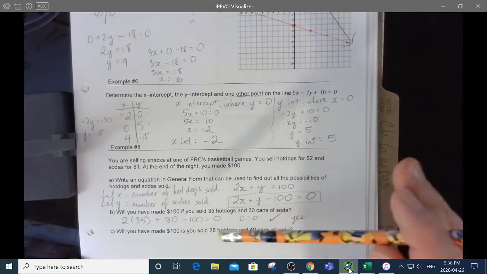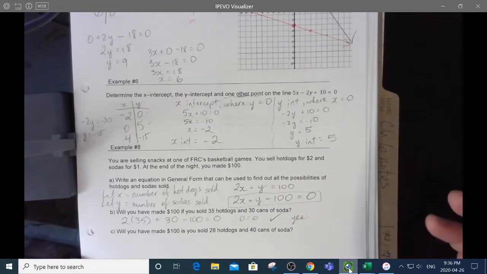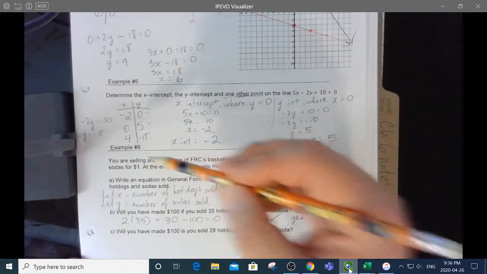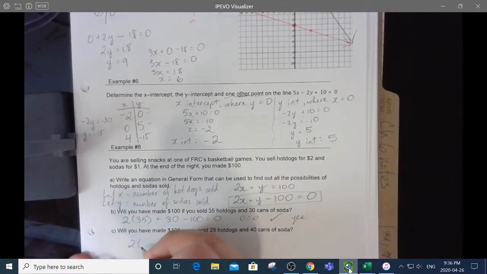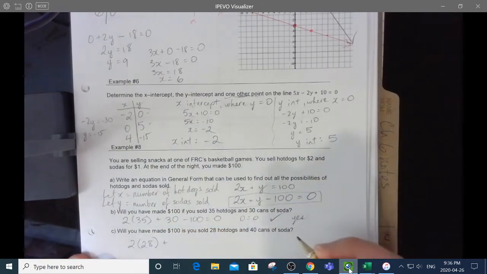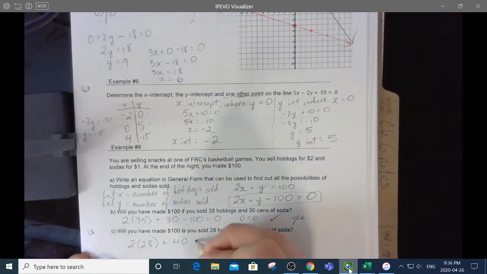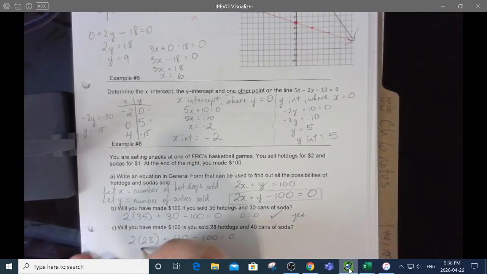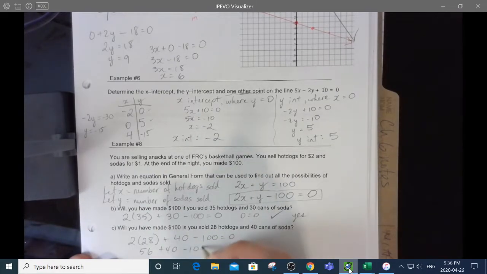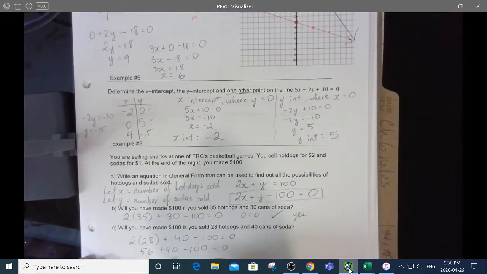Will you have made $100 if you sold 28 hot dogs and 40 cans of soda? Well, like we saw up here, there's infinite points that can go along a line. So maybe after this solution being true, maybe this one's true too. Let's try it. 28 hot dogs, so replace the x with 28. 40 cans of soda. And I can already kind of tell that this one's not going to work out because 2 28s is 56. And 56 plus 40 is actually only 96. And 96 minus 100 is not 0.